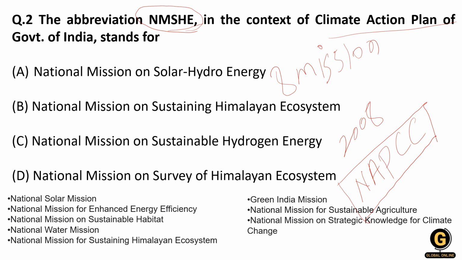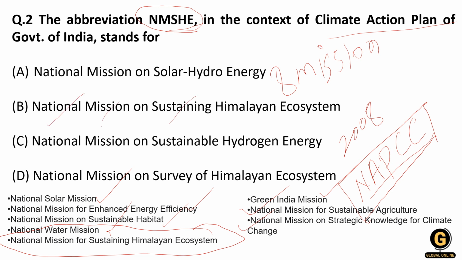So what were they? National Solar Mission, most of the time there will be a question on this solar mission, then National Mission for Energy Efficiency, then National Mission on Sustainable Habitat, and National Water Mission. Then our answer is here. You can see National Mission for Sustaining Himalayan Ecosystem. That was also one of the missions. Green India Mission, National Mission for Sustainable Agriculture, and National Mission on Strategic Knowledge for Climate Change. So these were the 8 missions under the National Action Plan for Climate Change, and the full form, as you can see here, is National Mission on Sustaining Himalayan Ecosystem.